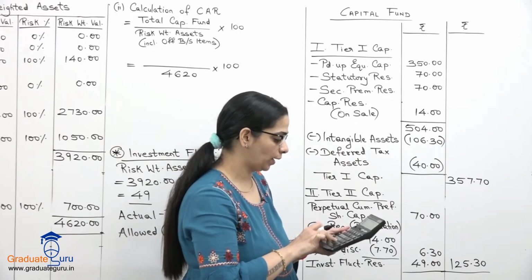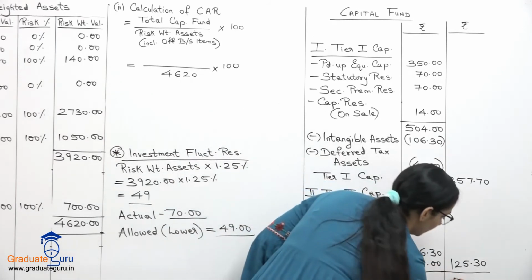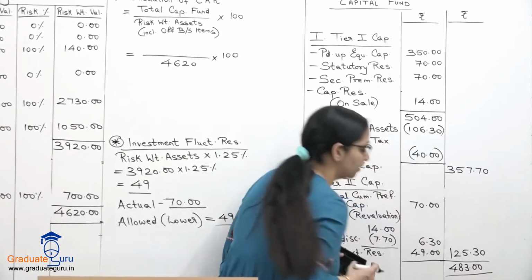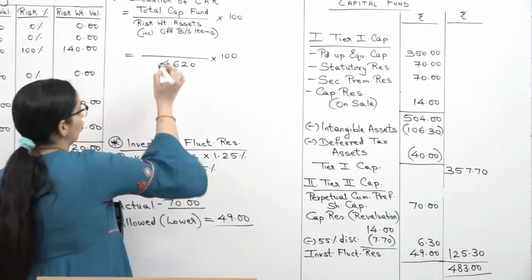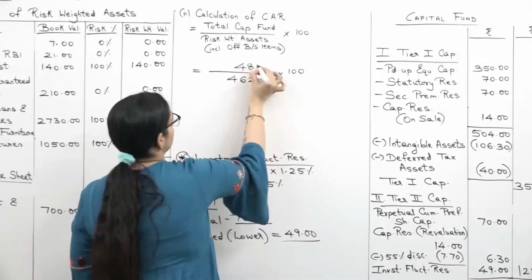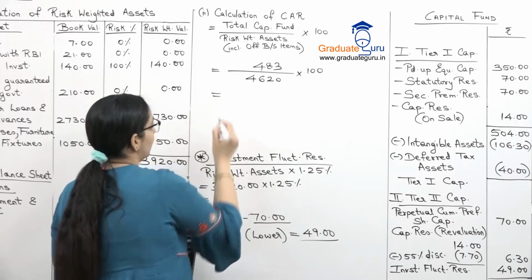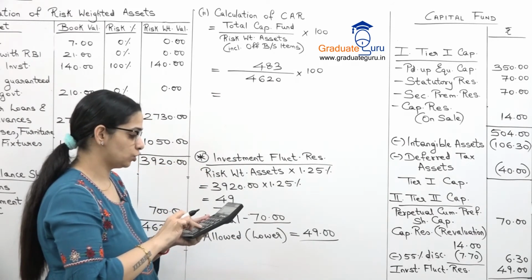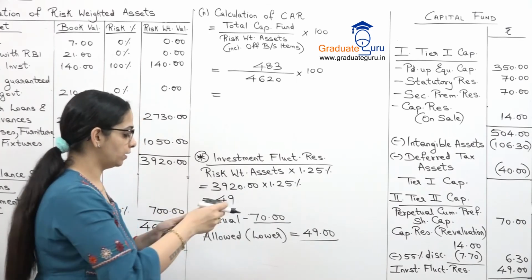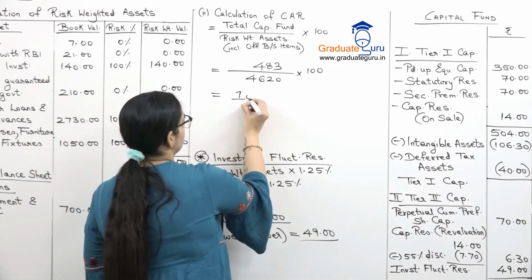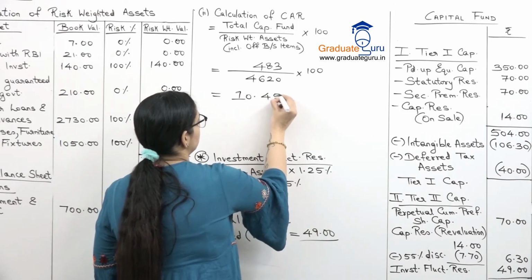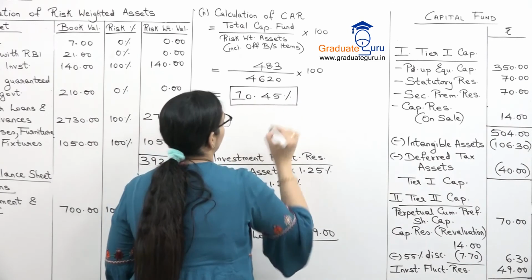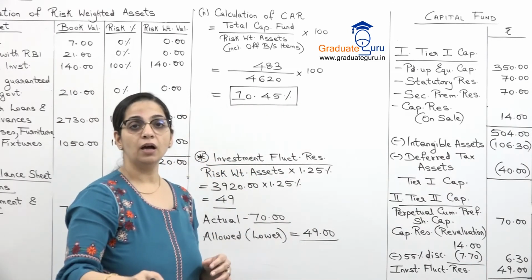And now let us add these two to get our total capital. 357.7 plus 125.3. We get 483. This is our total capital, which will go over here in the numerator. Let's calculate our ratio now. 483 divided by 4620 into 100. We get 10.45%. And that is our final answer.